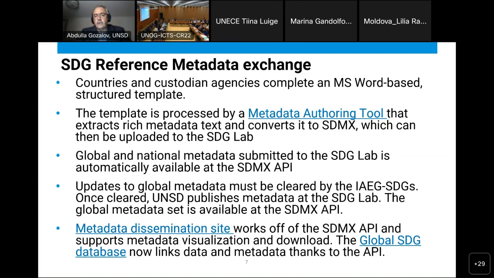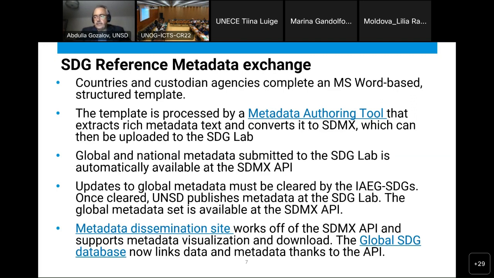The process of preparing reference metadata in the SDMX format is as follows. You complete a Word-based template, which is approved by the IAG SDGs. Then you use an authoring tool to convert it into the SDMX format, and then you can submit it to the SDG Lab, where it becomes available at the SDMX API.